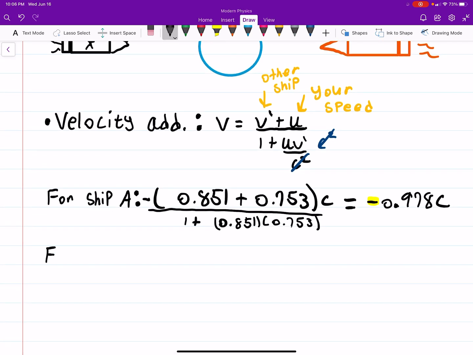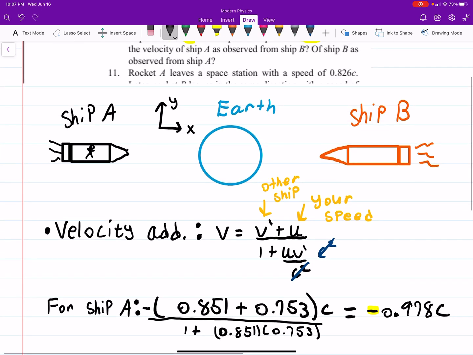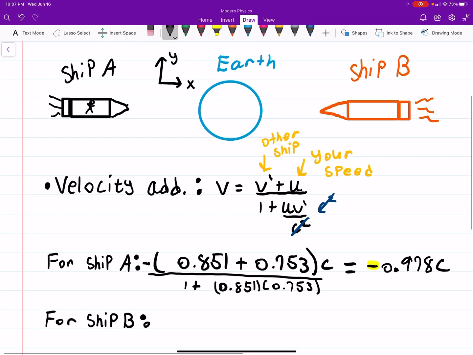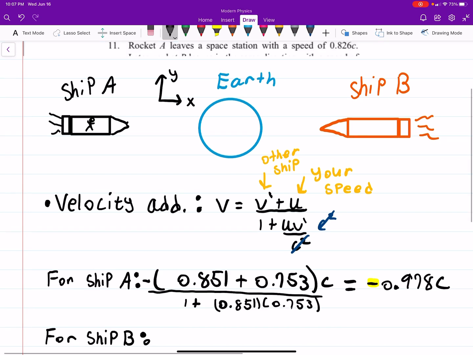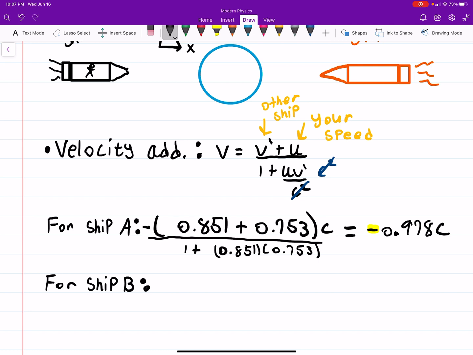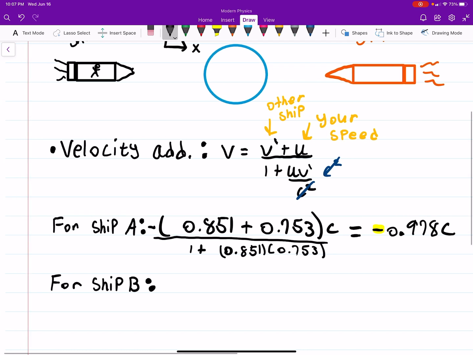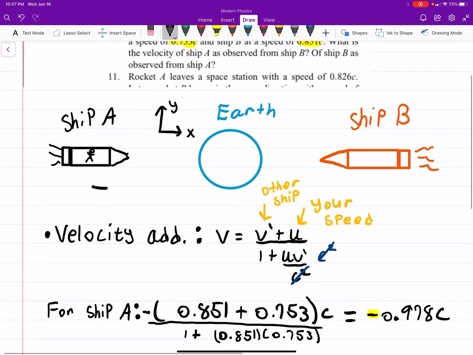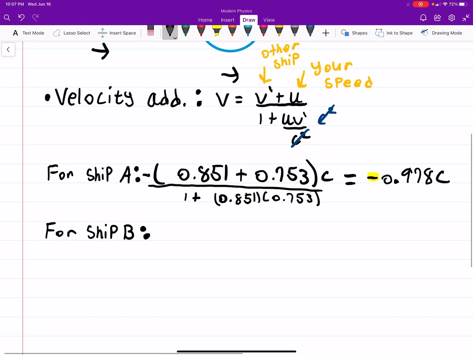For ship B, the only real difference is the direction. So from ship B's point of view, it looks like ship A is moving to the right at the speed it's going. So the only difference is, again, from ship B's point of view, this guy's moving to the right, and, you know, you're in here. It's a weird looking guy. It looks like the Earth and everything else is moving to the right, so we're just going to straight up add these guys.